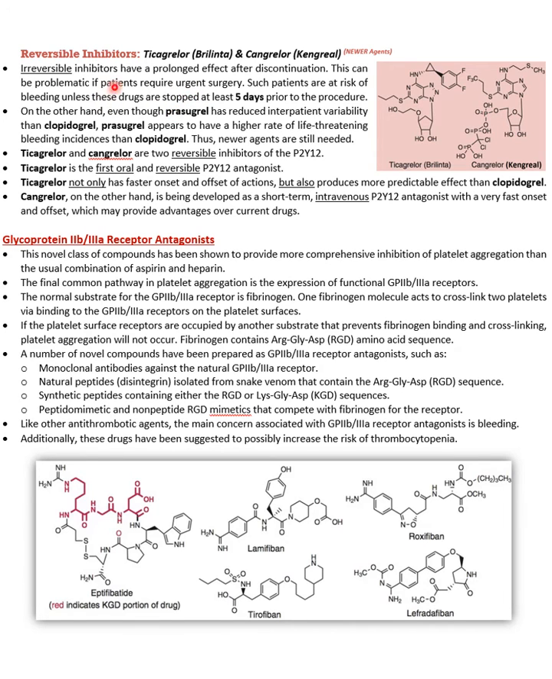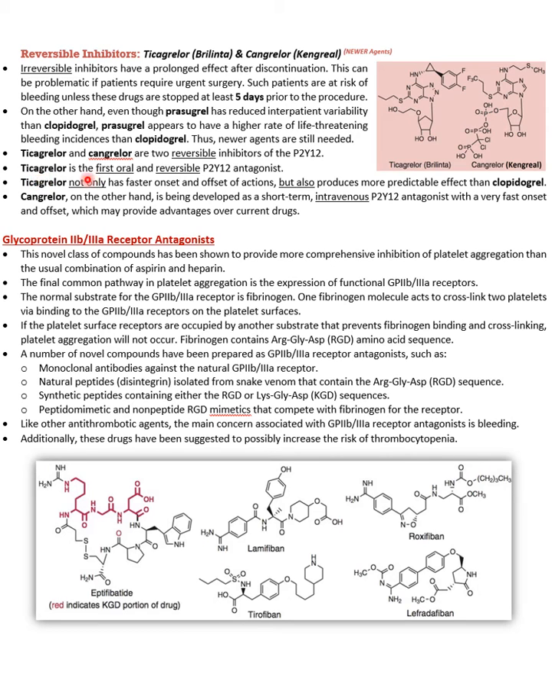So for the reversible inhibitors, there are two examples of these. Reversible inhibitors for the P2Y12 receptor. One of them is called the ticagrelor. The brand name is Brilinta. And the other one is the cangrelor. The brand name is Kengreal. And they both, like we said, cause reversible inhibition of the P2Y12.